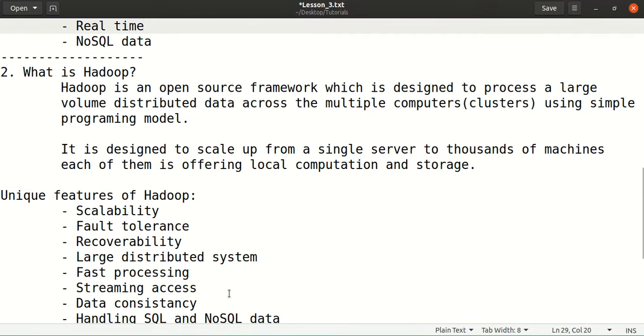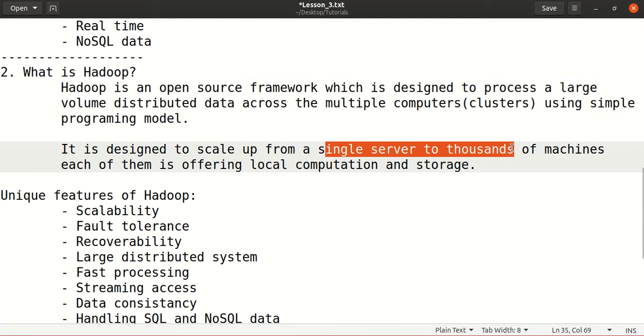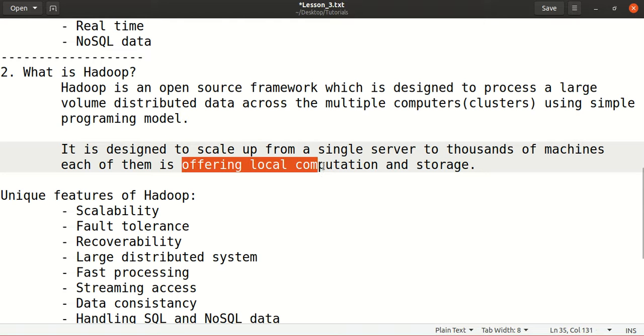So I hope you understood Hadoop. It is an open source framework which is designed to process a large volume of distributed data across multiple computers called clusters, using a simple programming model. It is designed to scale up from a single server to thousands of machines or servers. And another thing, each server has its own storage and its own computation. Locally everything will be done. Only the control will move from one server to another server.